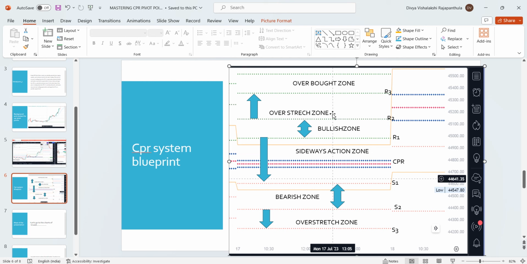That means when price goes above this level, it is bullish, but this is overstretched. There are chances of reversal. When the R2 and R3 levels are crossed, it is only on trending days that price will reach the overbought zone of R4. That's why I don't recommend any trades above R2 or R3, because these are called overstretching zones, overbought zones.